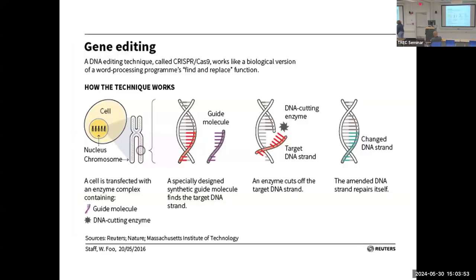When this guide RNA and DNA complex, we deliver this complex into the cell. This guide RNA looks for the complementary sequence in the genome. Wherever this guide RNA finds the complementary sequence in the genome, the Cas9 cuts the DNA at the specific location and then makes the desired changes.